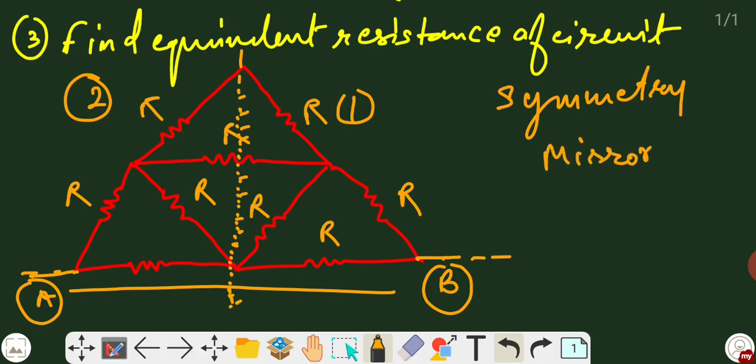Now in the mirror image, when you separate the circuit by a vertical line, the potentials remain the same at this point and this point, but unfortunately we do not have any sort of resistance across this point A and B, so we will not be considering this point over here. So let us separate the circuit and solve for this equivalent resistance.